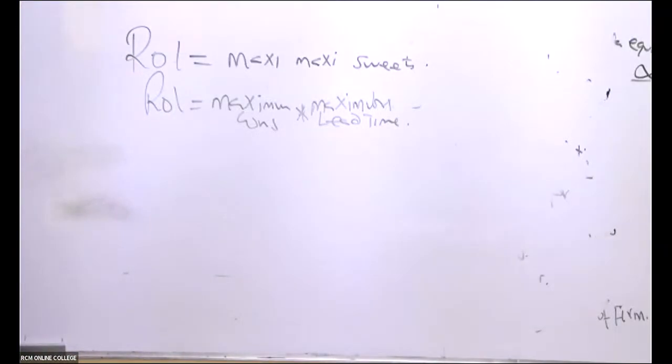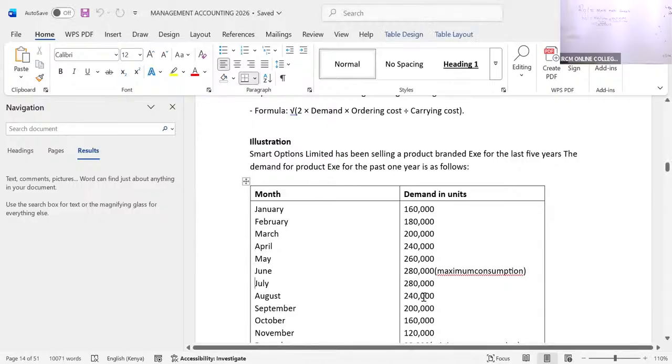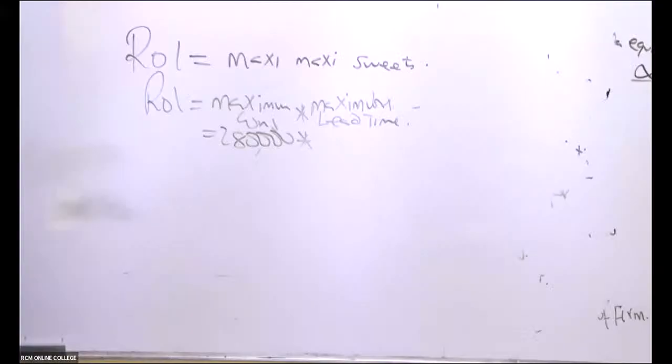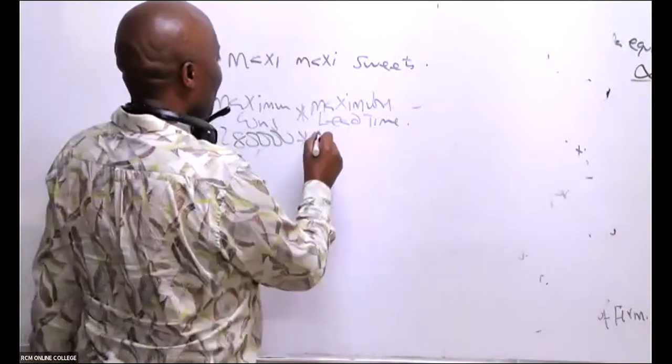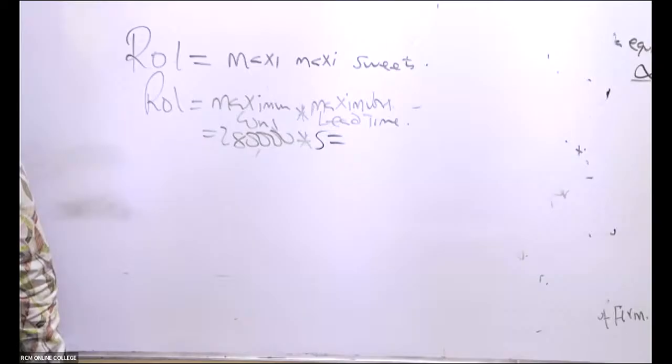So from the question that we are having here, I can clearly see that out of these demands, consumption comes from demand. Maximum consumption is 280,000. And then in the additional information, we can evidently see the maximum lead time, which is what there? 5 months, isn't it? So I hope those who are asking about this concept, now it is at home. The maxi sweets.